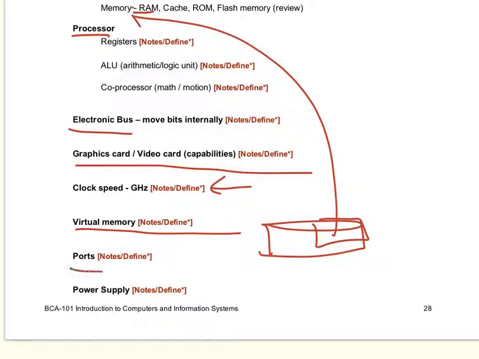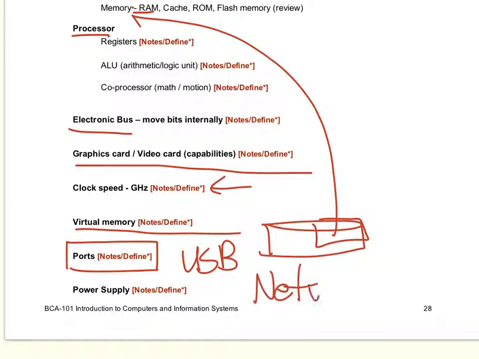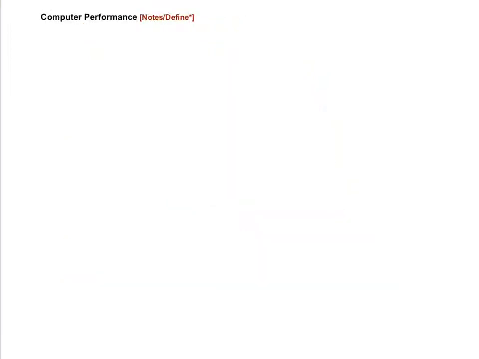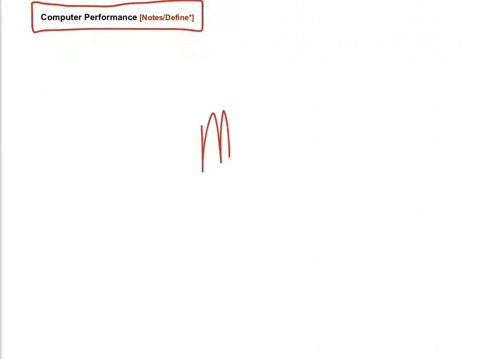Okay, ports. We have all kinds of ports that we can connect to, for example, USB, and we mentioned FireWire before, network to connect to the machine, and then the power supply. Okay, we mentioned that already. The computing performance. Remember how important memory is in terms of having a machine perform well.